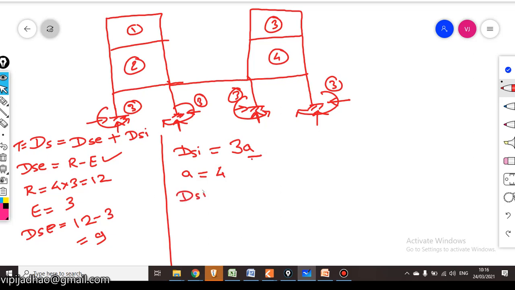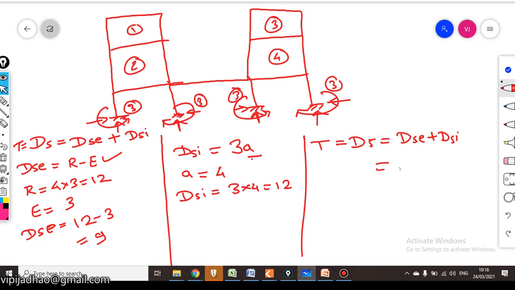Therefore this dsi will be equal to 3 into 4, so this is equal to 12, and the total static degree of indeterminacy T or ds is equal to dse plus dsi. So this will become 9 plus 12, which is equal to 21. So the total degree of static indeterminacy for this particular case will be 21.